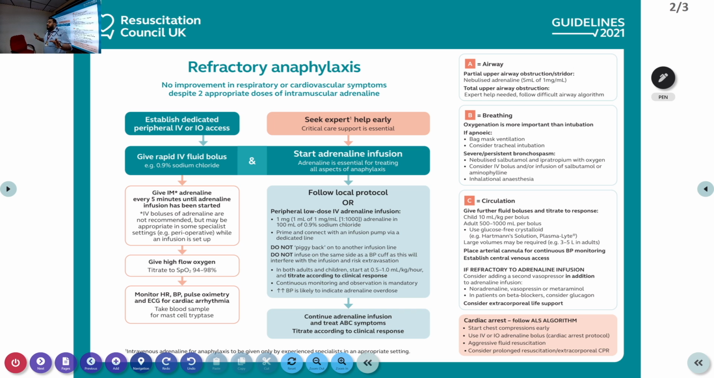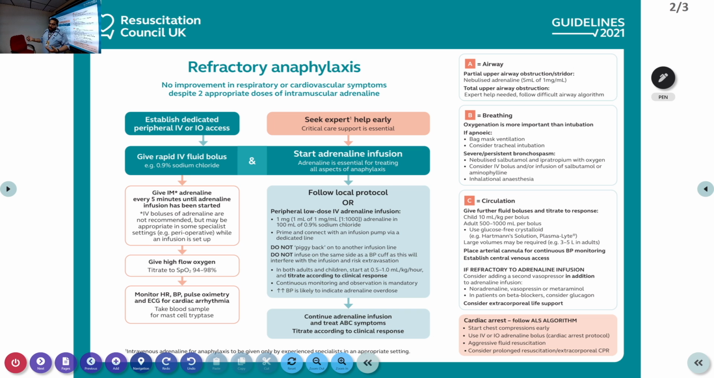Then, next thing, for a child, what you have to give? If it is 6 to 12 years, 0.3; 6 months to 6 years, 0.15; less than that, 0.1 to 0.15 ml. Then repeat one more dose if the patient has symptoms again. So, after 5 minutes, you review the patient, and if the patient has symptoms again, you repeat the dose.